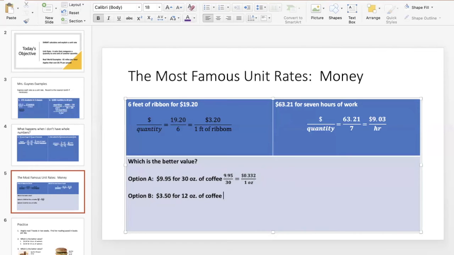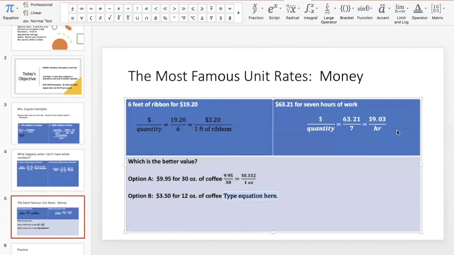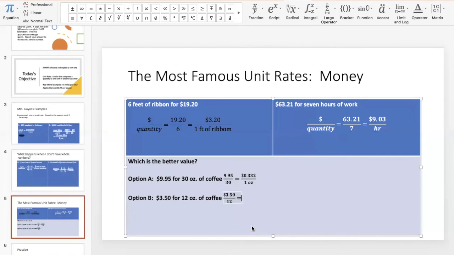Now on option B, we've got to figure out if option B is a better option. So I'm going to enter my equation again. And here, in this case, I have $3.50 divided by 12 ounces. So when I put that in the calculator, $3.50 divided by 12, I get 0.2932 per 1 ounce. So in option B, the coffee is a little bit more than 29 cents an ounce.